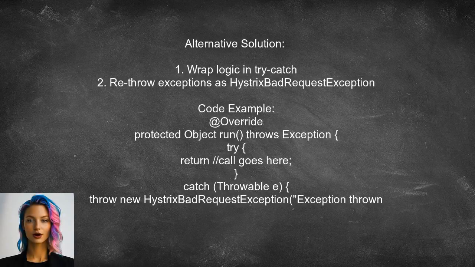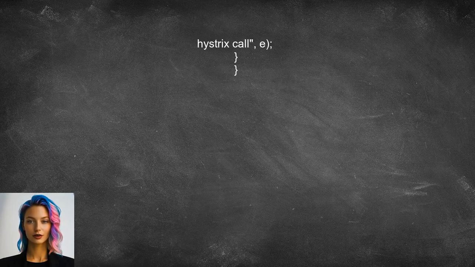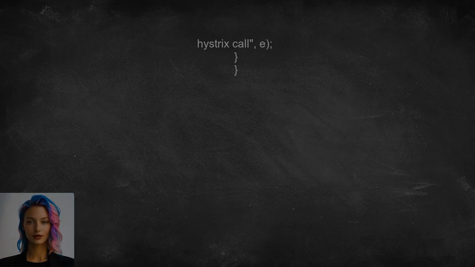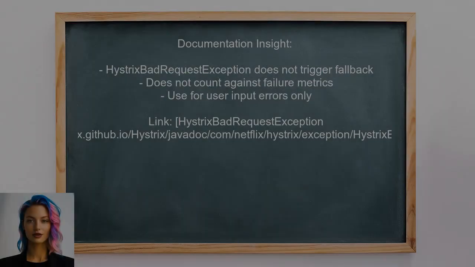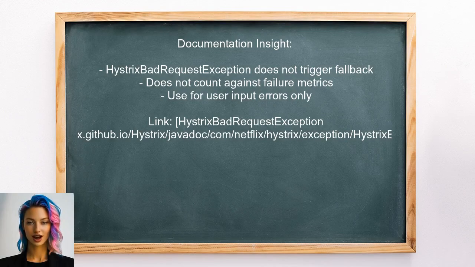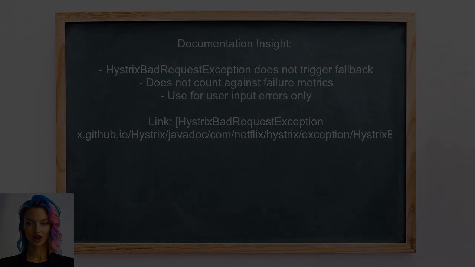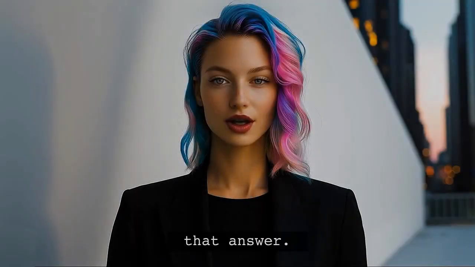One alternative approach is to wrap your logic in a try-catch block. If an exception occurs, you can rethrow it as a Hystrix bad request exception. This prevents the fallback from being triggered. According to the documentation, a Hystrix bad request exception represents an error with provided arguments rather than an execution failure. This means it won't trigger the fallback or count against failure metrics. That's all on that answer.